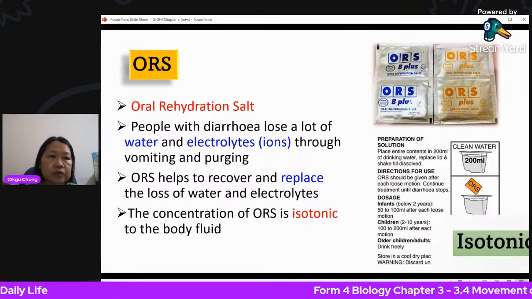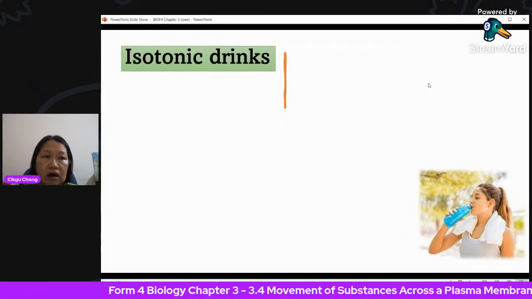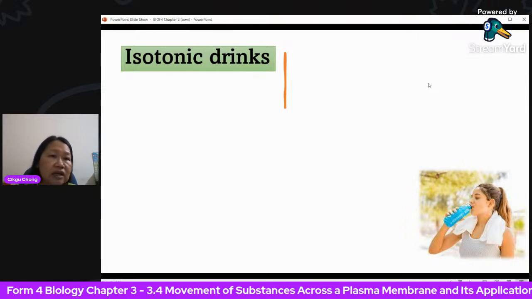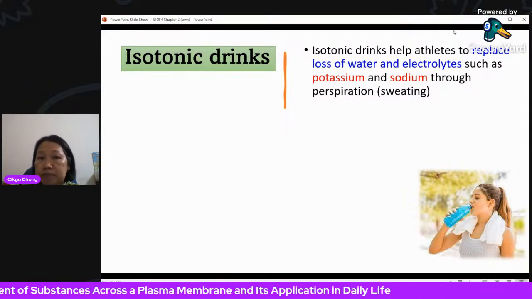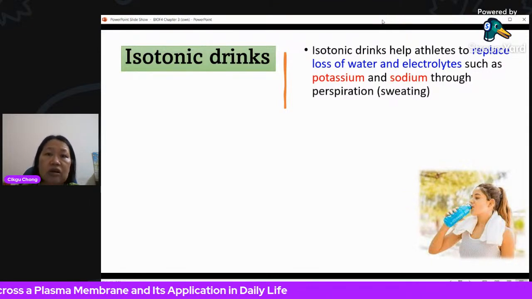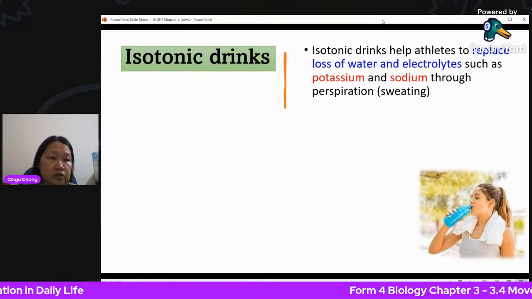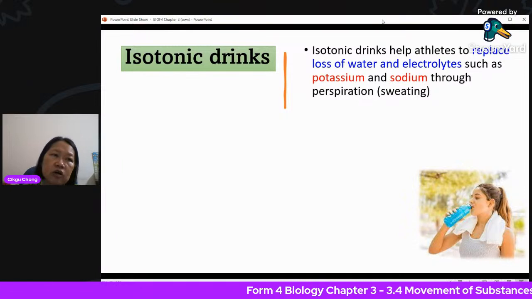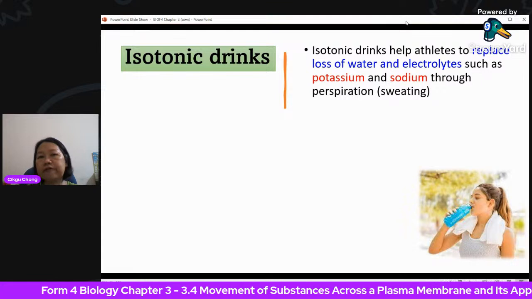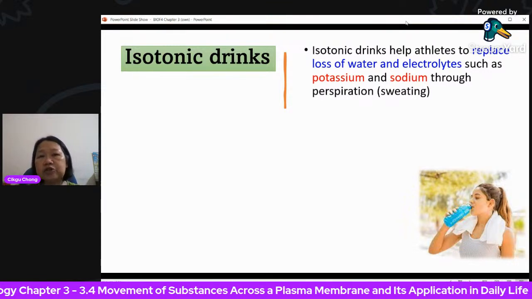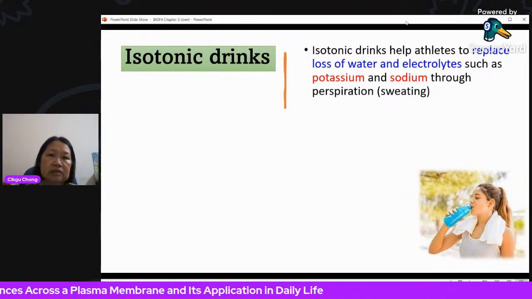All right, now next one, isotonic drinks. I'm sure after a tough exercise, when you're sweating a lot, everybody grabs a 100 Plus, or what we call isotonic drinks. Isotonic drinks help athletes replace, very much like our ORS, the loss of water and electrolytes, such as potassium and sodium, through perspiration, through sweating. So what's the difference between drinking ORS and an isotonic drink? The difference is in terms of the taste. An isotonic drink has sugar. It's sweet. There's glucose as well, and the potassium ions and sodium.